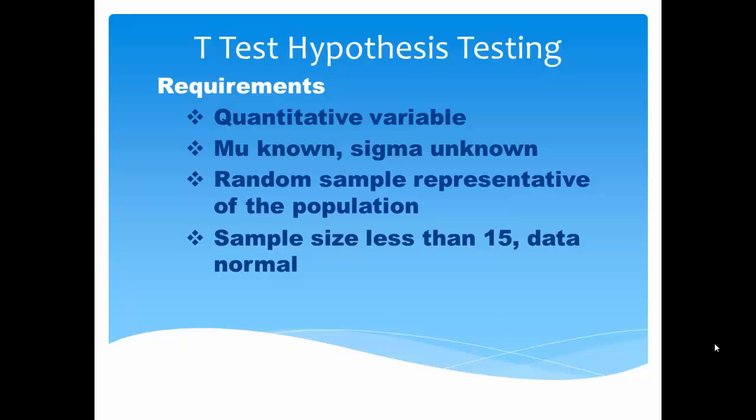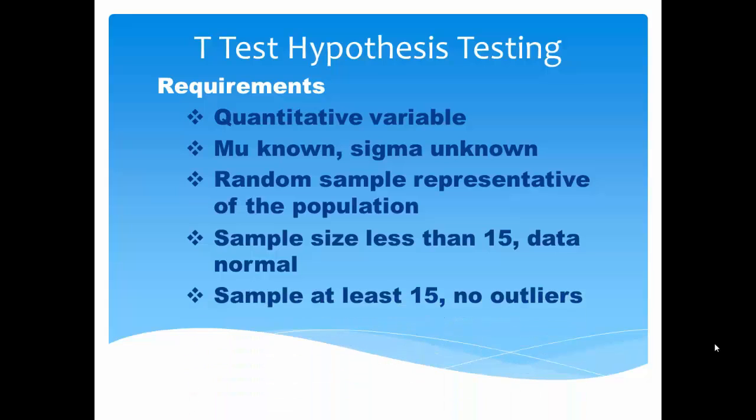There are also some restrictions on our sample size. If the sample is less than 15, we must have a normally distributed sample. To verify that, we would use either a stem plot or a histogram. So if my sample size is less than 15, it has to show that normal curve that we're all familiar with.